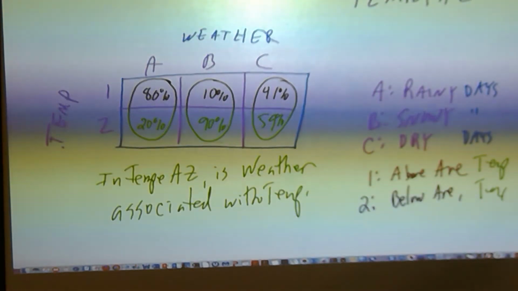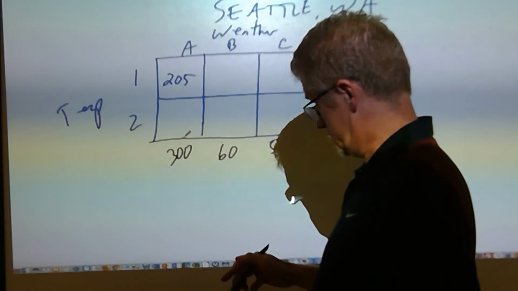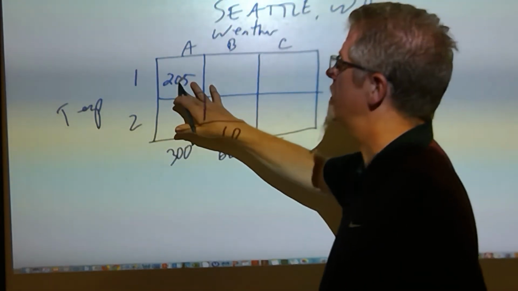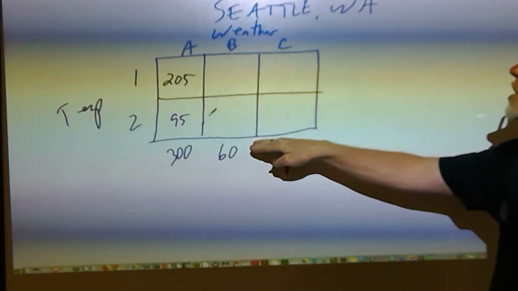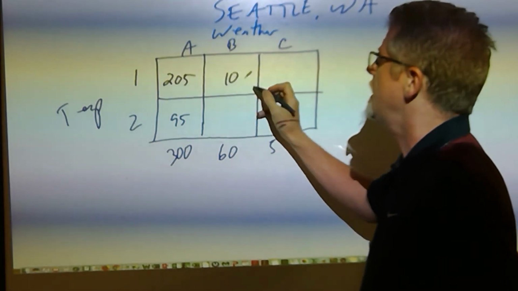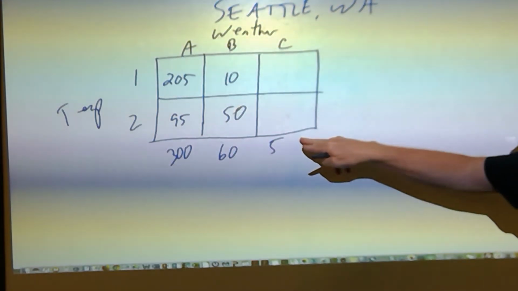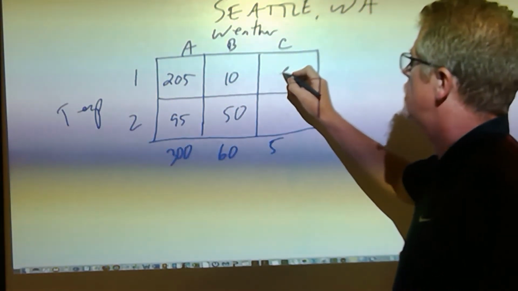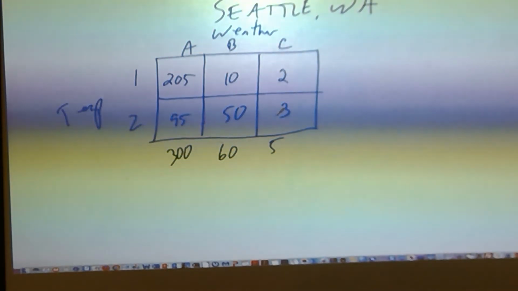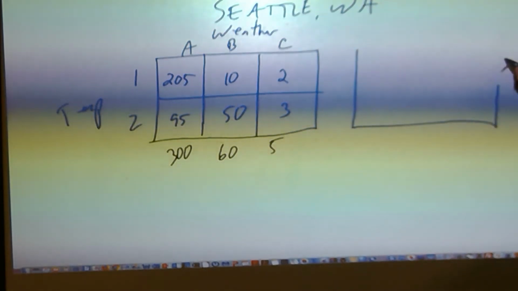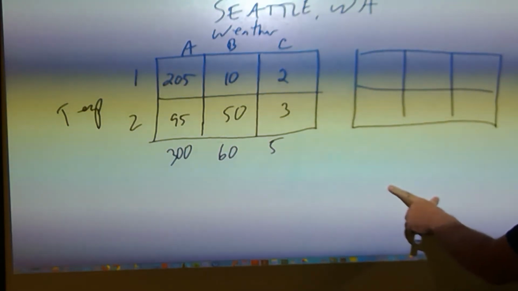A is raining. Well, it rains a lot in Seattle, so we're gonna say that 205 of the 300 rainy days were above average and 95 were below average temperature. Of the 60 snowy days, we're gonna say 10 were above average, 50 were below average. And of the 5 dry days in Seattle, Washington, we'll go 2 and 3. So my question to you is, first of all, can you write, instead of the vertical distributions of conditional relative frequencies, this time, let's go horizontal.